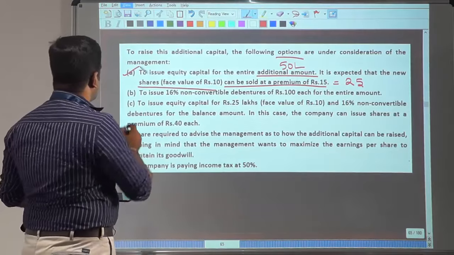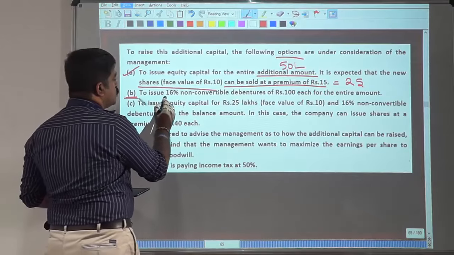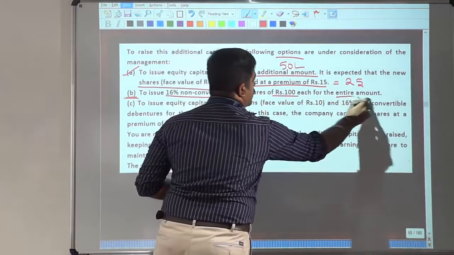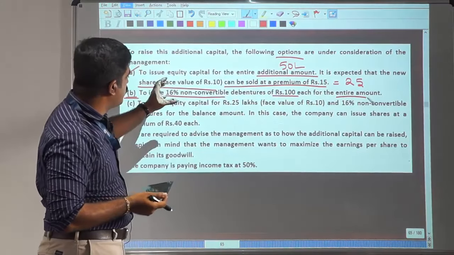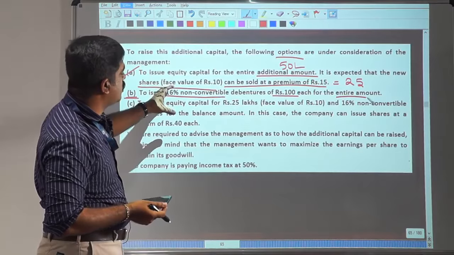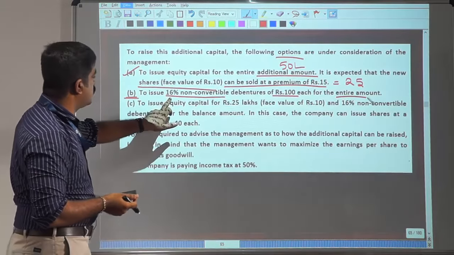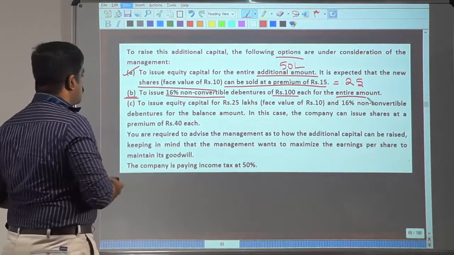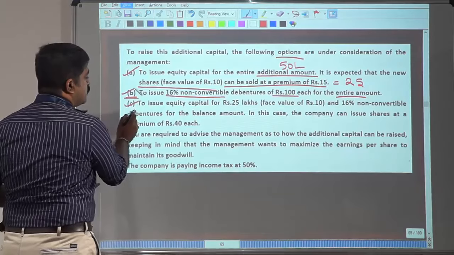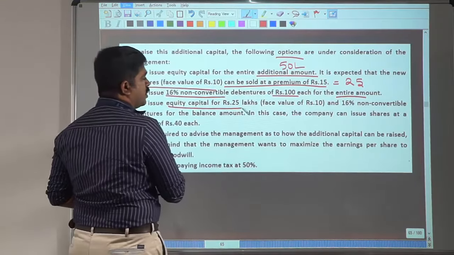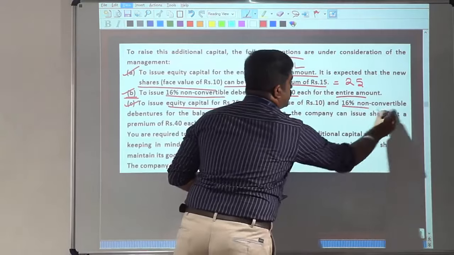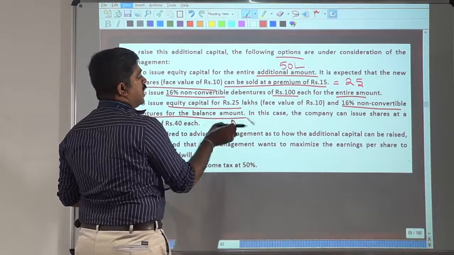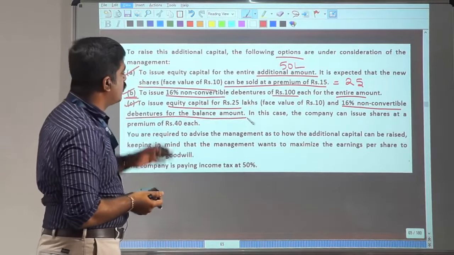Then we'll discuss option 2. They are going to issue 16% non-convertible debentures of rupees 100 for the entire amount. So that entire 50 lakh is going to be raised in the form of non-convertible debentures. When they raise non-convertible debentures, they have to pay interest. So please don't forget it. Okay. And the third option is they are going to go for a hybrid. They will issue equity share capital of 25 lakh and 16% non-convertible debentures for the balance amount. So 25 lakhs, and the balance amount of 25 lakh, they are going for debentures.